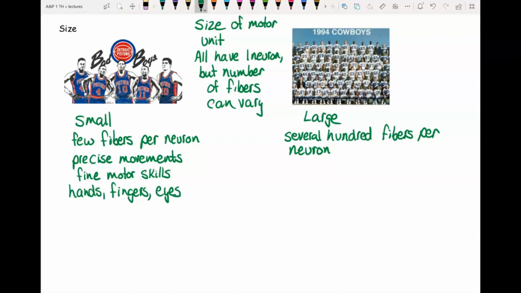Okay, now think about a large motor unit. One neuron gives a signal and hundreds of fibers contract. This gives you a lot of power. You get a huge response just from one signal. This is found in your legs because your legs have to carry your body around and they need a lot of power in order to do that.